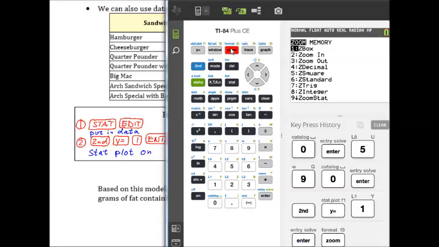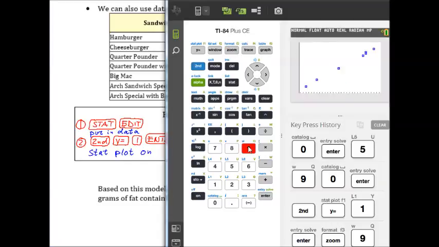Now I go to zoom 9, and here I see my data points. And I don't know about you guys, but I think that looks pretty linear. So we are going to do linear regression. Linear regression, and this is where we find it.